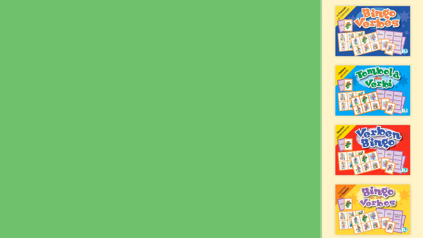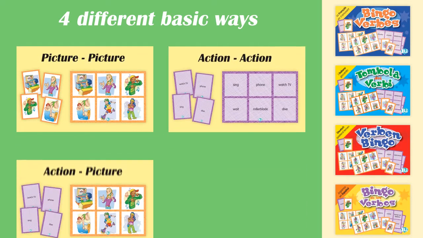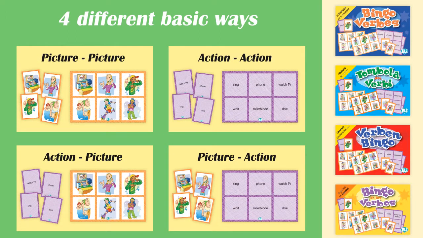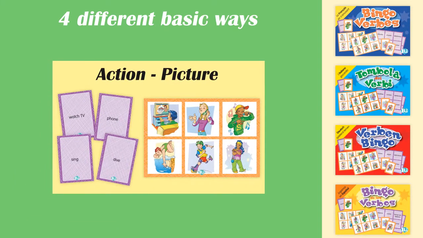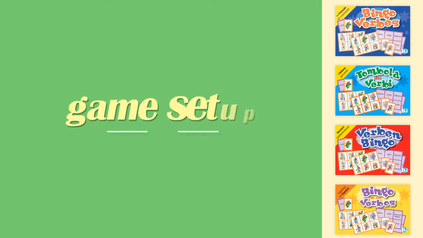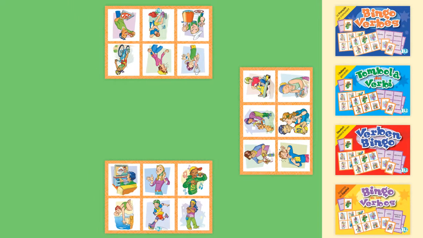Verb Bingo is based on the traditional bingo and can be played in 4 different basic ways to match pictures and written verbs on cards and boards. Let's see, for instance, how an action picture game works. Players are given 1 board each. Verb cards are shuffled. The picture side of the bingo boards in front of the players is up.